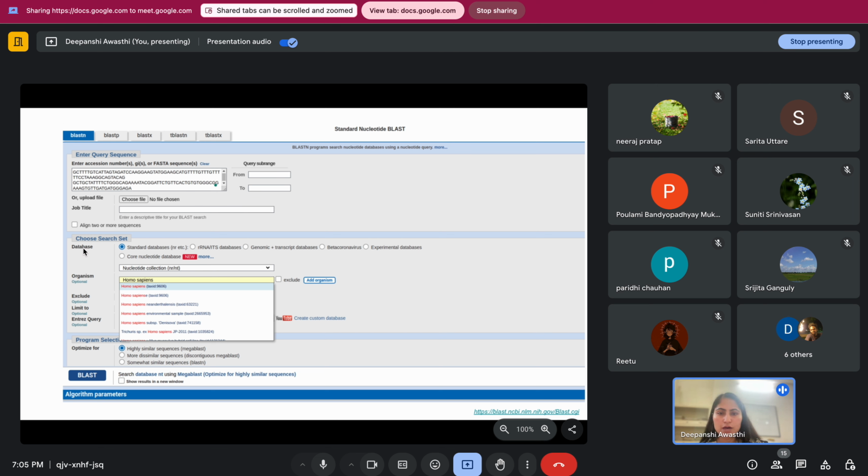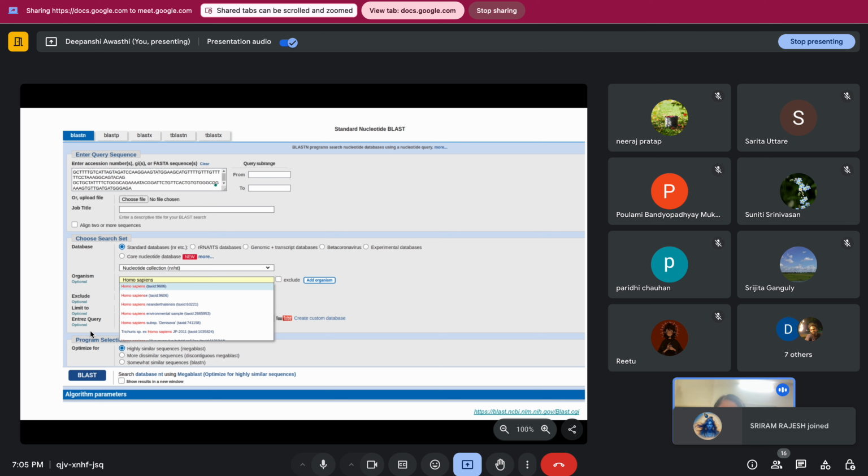Now the second thing you have to do, after giving the query, is to select the database you want to choose. By default they have selected the standard database, which is non-redundant. There are some other databases which are also present, but this was the default, so I am not changing it because I don't have any specific requirements. Then in organisms, you can select the organism of your choice. For example, if you want to search for Homo sapiens, you can select Homo sapiens. If you don't know which organism it is coming from, you can leave it blank. It is optional. In this case I know this is a human gene, so I have selected the organism to be Homo sapiens.